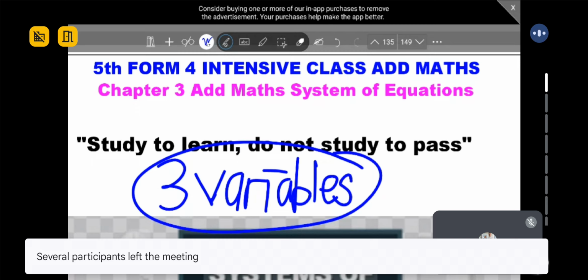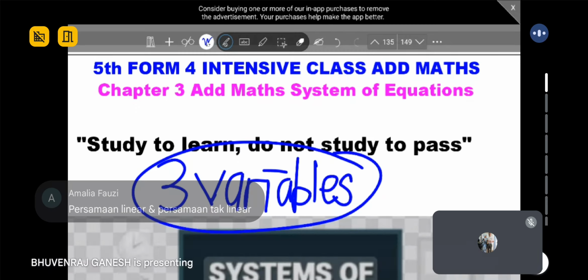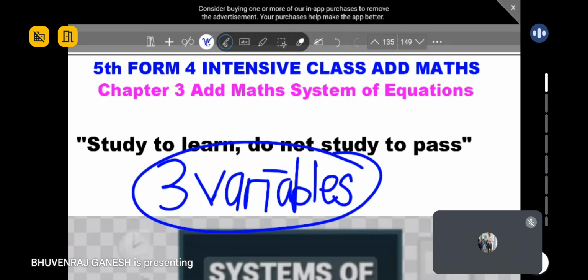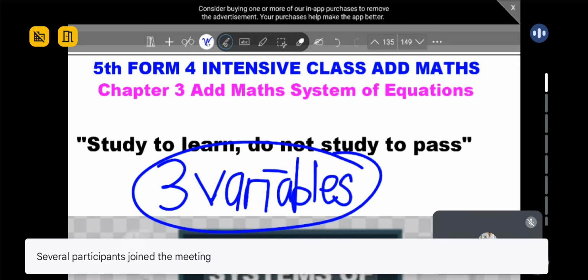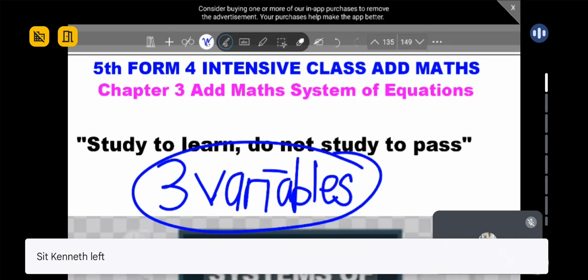Kena tahu lakar graf. Contoh graf bulatan. Contoh graf garis lurus. Okay, persamaan linear and tak linear. Very good. Okay, so you all have the general concept lah. Okay guys, so first part in this chapter, we will talk about 3 variables. How to solve. Macam mana selesaikan persamaan berkenaan 3 pemboleh ubah.